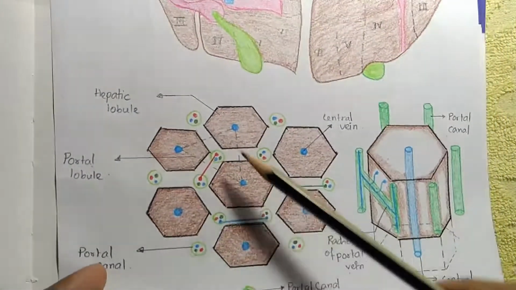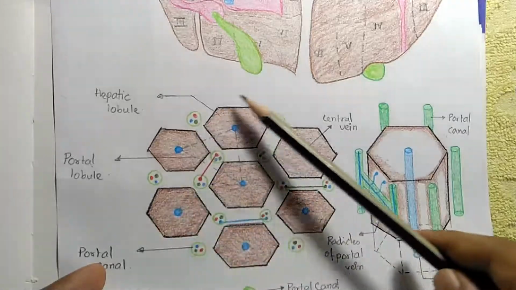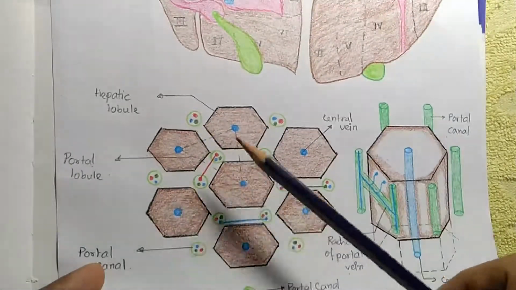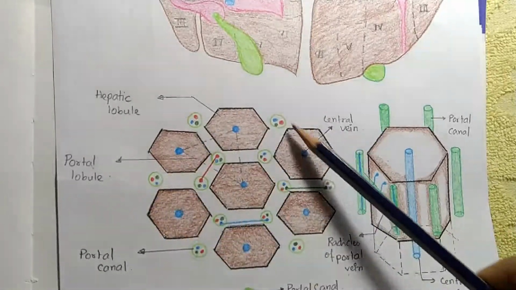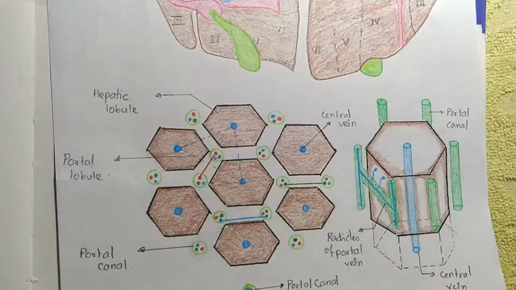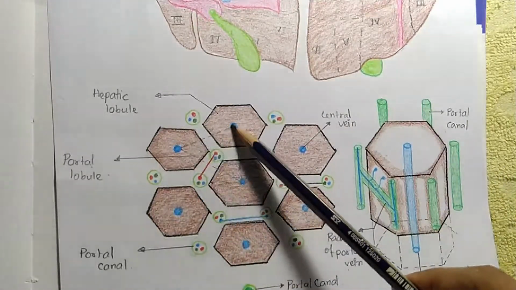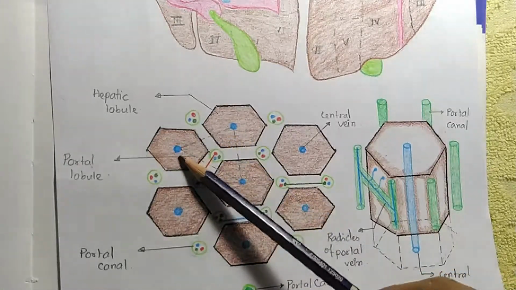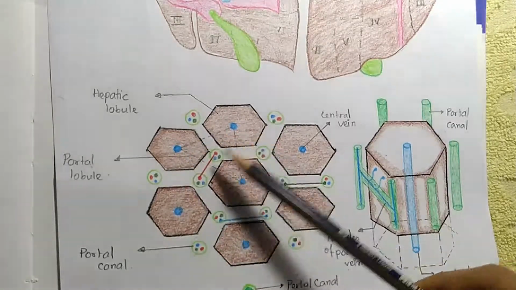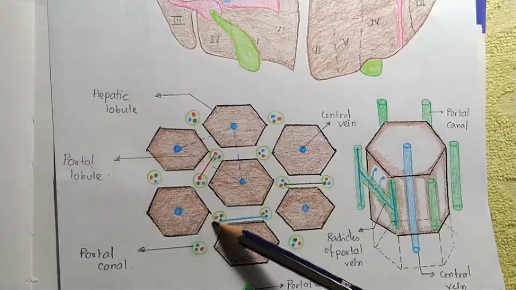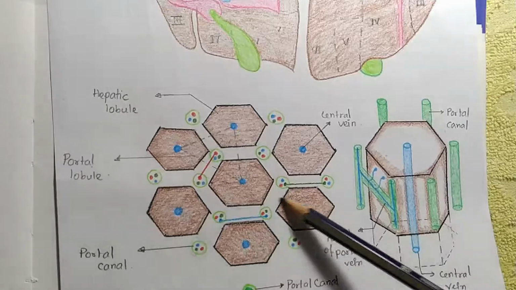So every hepatocyte, that is 1, 2, 3, 4, 5, 6, 7. So there are multiple hepatocytes that will form a hepatic lobule. You can see there is an imaginary triangle present in between 2 or 3 hepatocytes. You can see I draw a triangle here, here also a triangle, triangle.